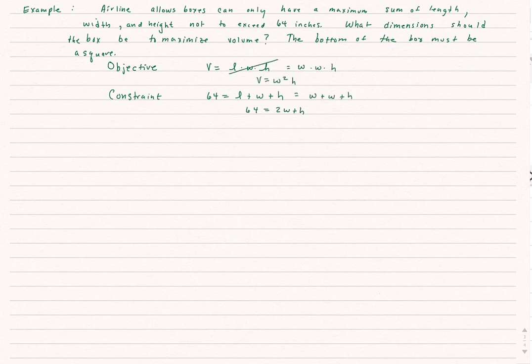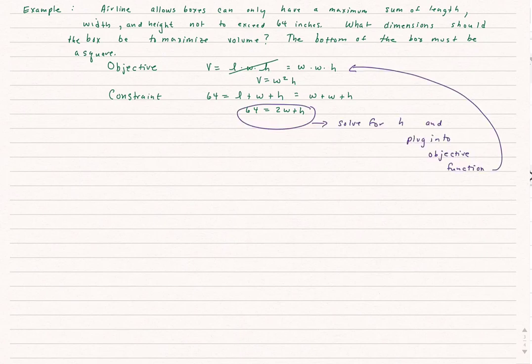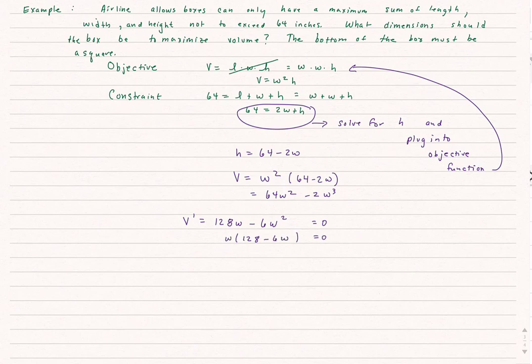Now that I have it in this form, I'll do the exact same thing that I did for the previous problem. I'm going to take the constraint, solve the constraint for h and plug it into my objective function. And this is what I get for my volume. Now I'm going to go ahead and find the first derivative and set it equal to 0 to find the critical points. In this case, I'm going to have to factor first. I can even pull out another 2, and I get two separate values. One w being 0, and the other w being 64 divided by 3.